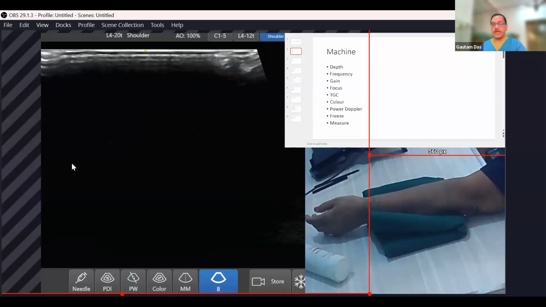Regarding the modes, Suspa also told about A mode. A mode means you are just having a linear, single dimension. Then B mode, M mode. M mode is mostly used by the cardiologist. B mode is what we normally use, and also sometimes the color and the power Doppler.